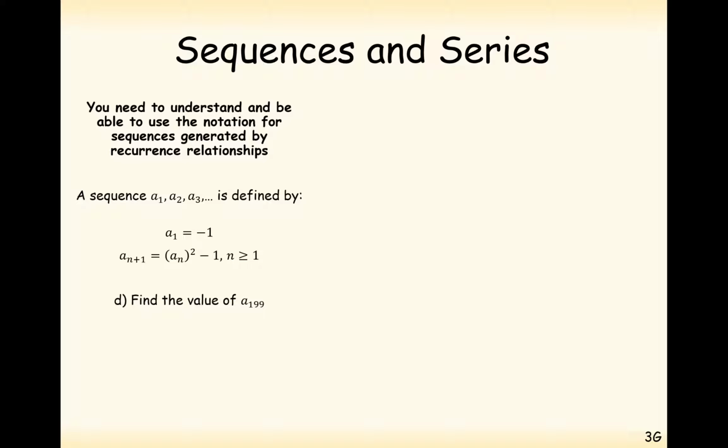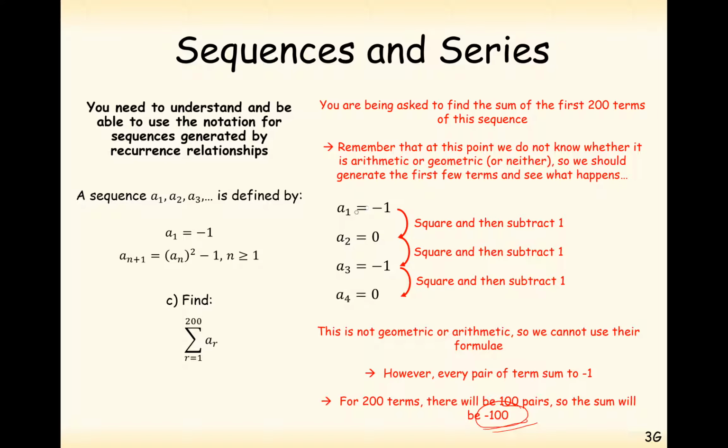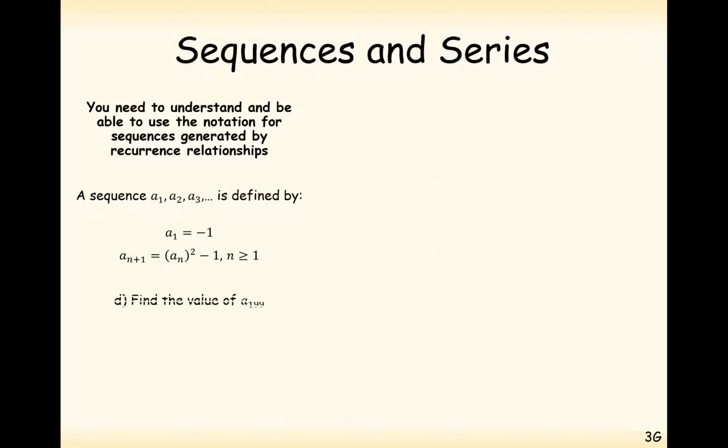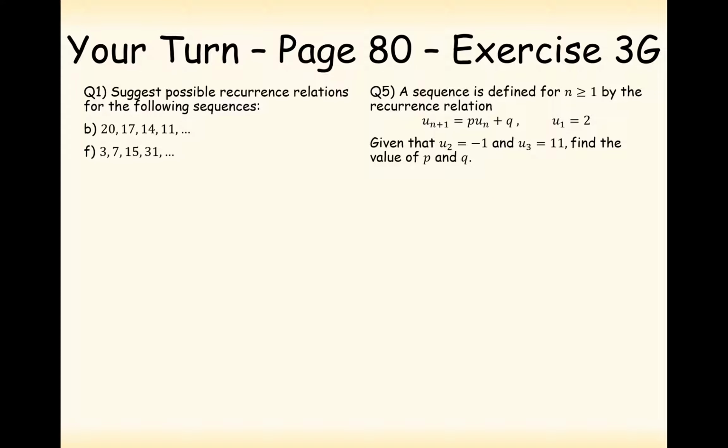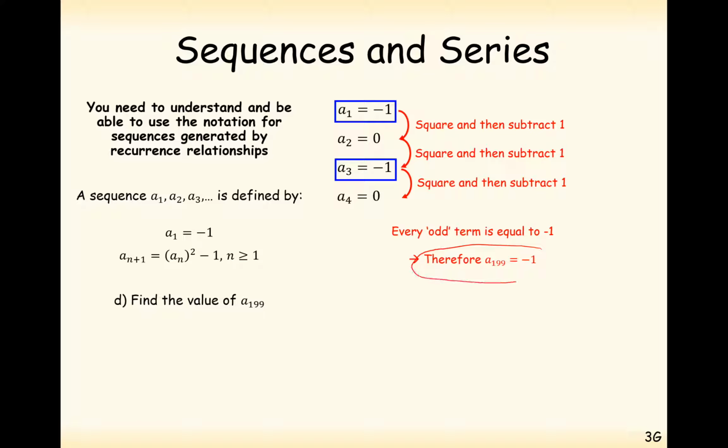Okay, the final question before we have a go at some of our own is find the value of A199. Let's just go back and see what we've got here. We spot here that the odd numbers will give us a minus 1 and the even terms in the sequence will give us a 0. So we can just say straight away then that following this pattern, A199 is equal to minus 1.